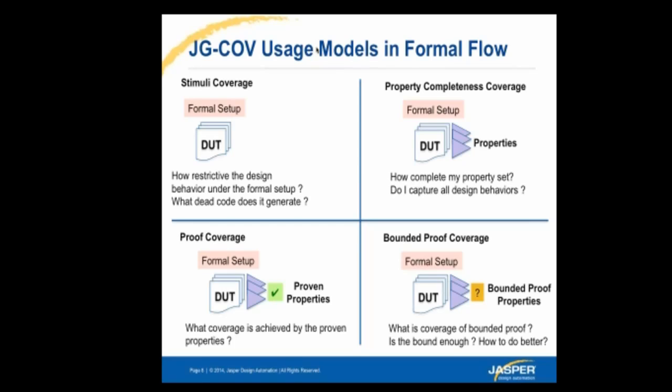But we still face situations where we have bounded proofs. That means we manage to run the property into that number of cycles or bounds. So what's the coverage of bound proof?